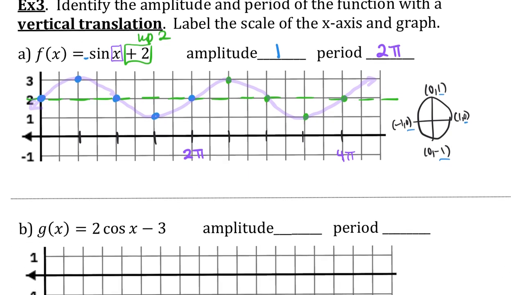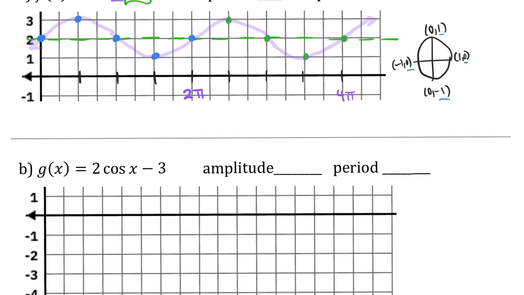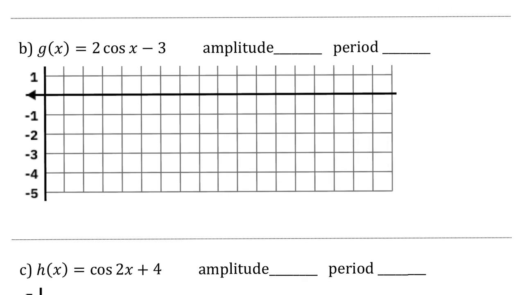Let's try the next one. B, g of x equals 2 cosine x minus 3. Where's the vertical translation? Right here. It goes down 3. I'm going to move the midline down 3 just because it makes it easier to graph. It's this dashed line. The dashed line does not have to be there, but if you have it there, you are much less likely to make a mistake because it will look funny.